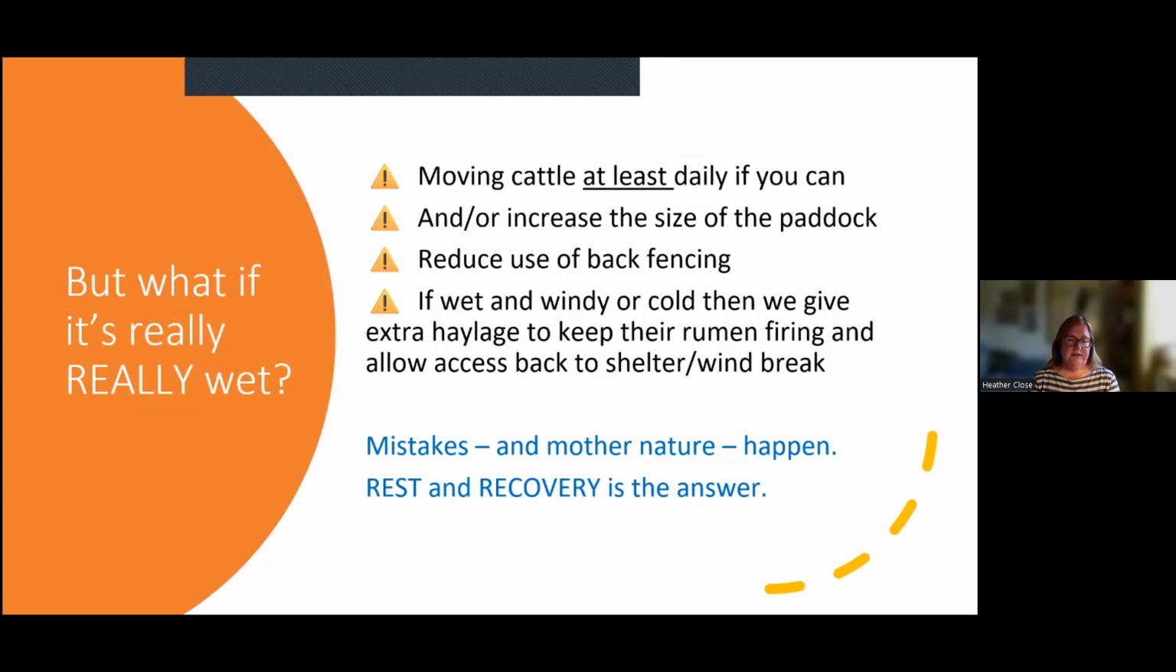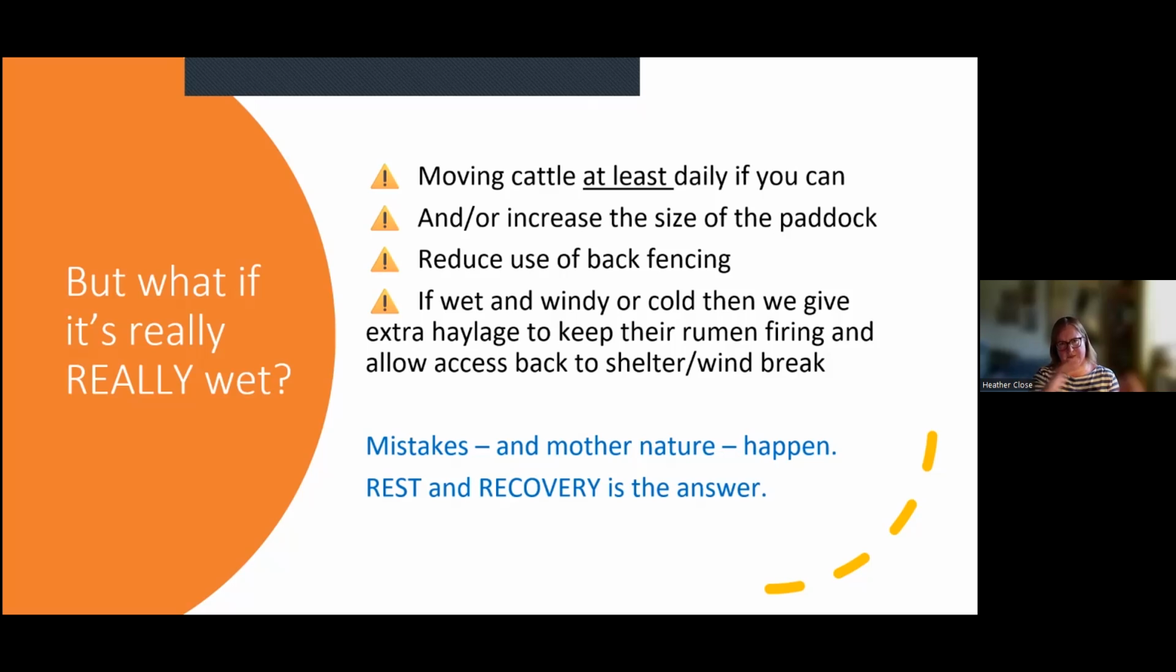So what would I suggest if it's really wet? Moving cattle at least daily if you can, and there are benefits to moving them more frequently, as I've said, but obviously there's weighing up the labour costs. And increase the size of the paddock when there's an awful lot of rain. Reduce the use of back fencing, so give them a larger area to walk over. And then if wet or windy or cold, we give them extra haylage possibly to keep their rumen going. And we'll allow access back to shelter or windbreak.